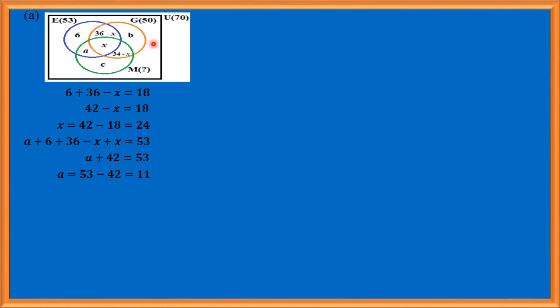Also, we can add the elements in the red circle. So I have 36 minus x plus b plus x plus 36 minus x. That should be equal to 50. Replacing the value of x and simplifying, b plus 70 minus x, because this and that will go, equal 50. b plus 70 minus x, which is 24, will now be equal to 50. So simplifying, b will be equal to 50 minus 46, which is equal to 4.